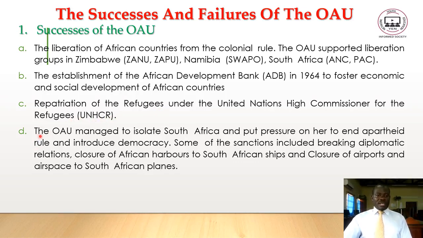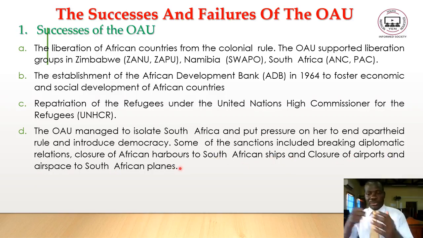And also, another success was that the OAU managed to isolate South Africa and put pressure on her to end apartheid rule and introduce democracy. Some of the sanctions included breaking diplomatic relations, closure of African harbors to South African ships, and closure of airports and airspace to South African planes.